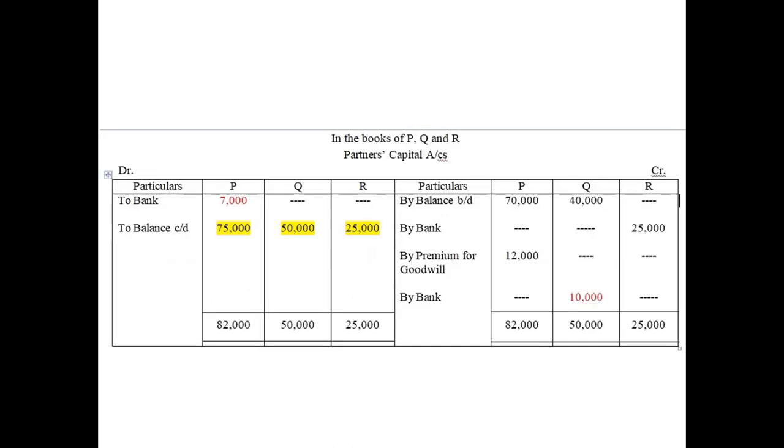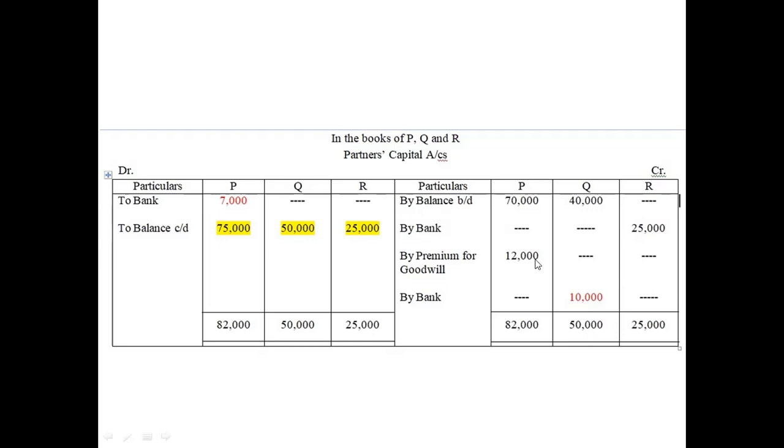Now we will see the partner's capital account. The balances of P and Q, 70,000 and 40,000, are taken from the balance sheet. And we write by bank 25,000. Now this premium for goodwill is 12,000, which he is bringing into the business, so we write by premium for goodwill 12,000.